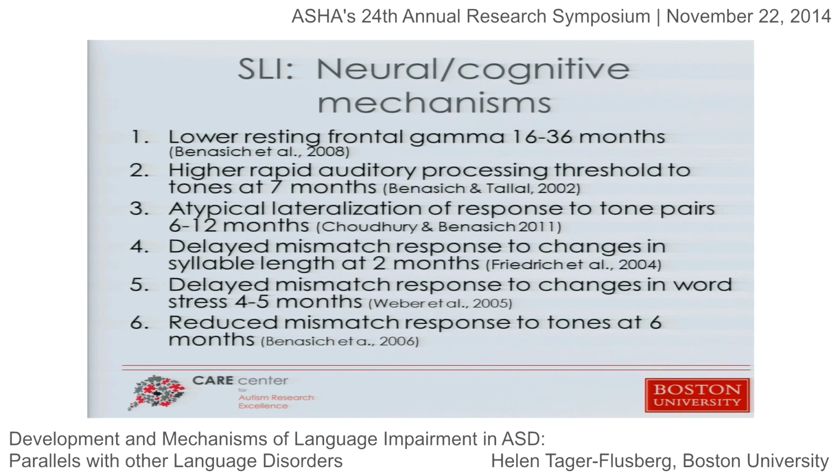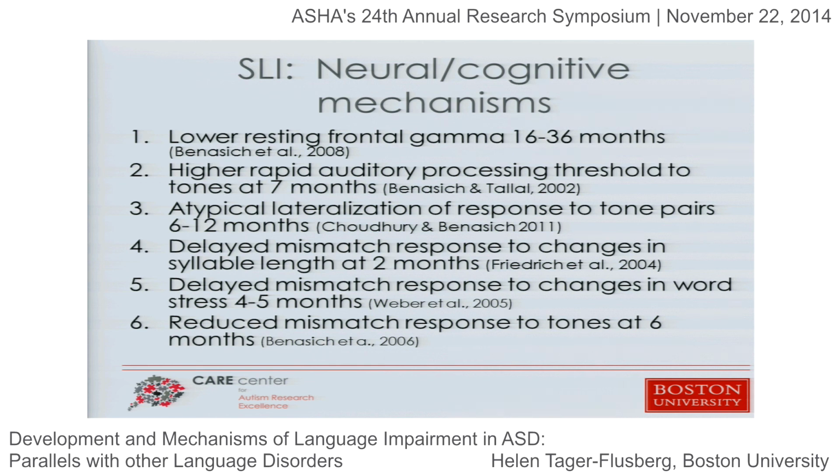What do we know from neural and cognitive mechanisms? Well, going through the literature, and this was in the reading that I assigned to you, we see lower resting frontal gamma. There are some differences here. Much of this work comes from April Benasich's lab, and there's also a group in Finland who's done some work, but mostly from her work. But in her findings, she found lower gamma between 16 and 36 months, and that was not the age range where we found the biggest differences.